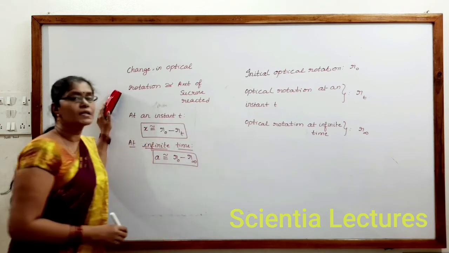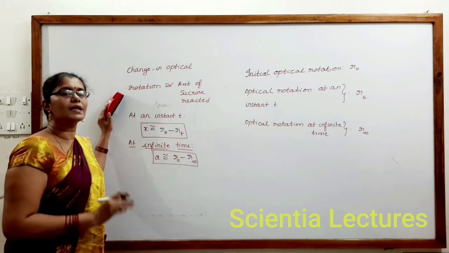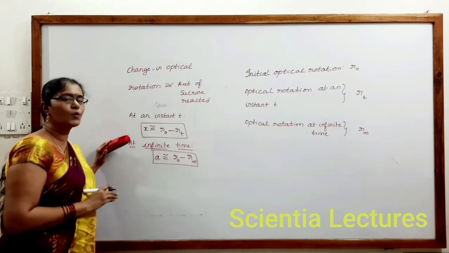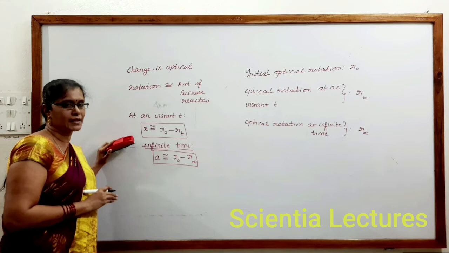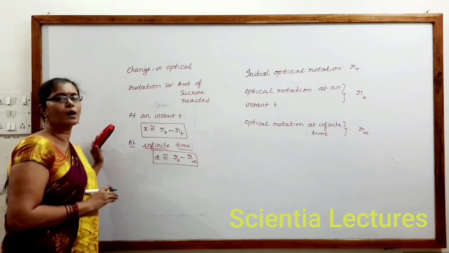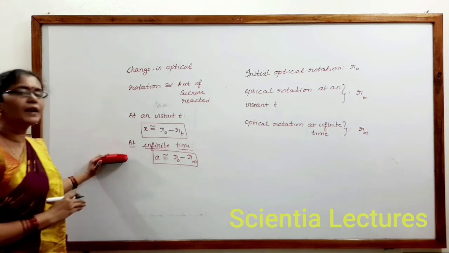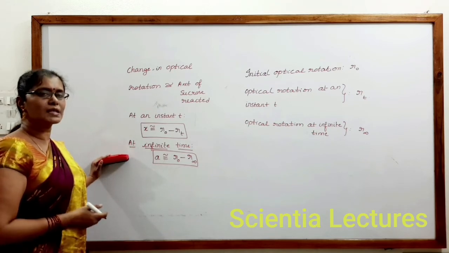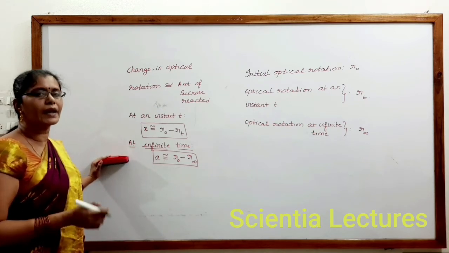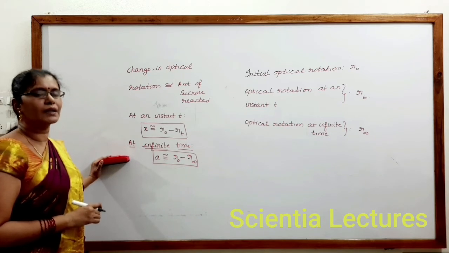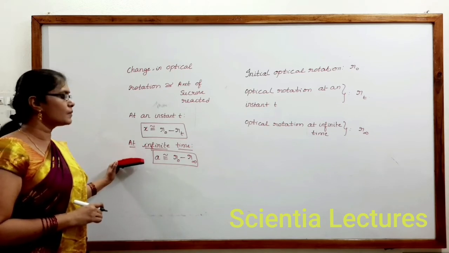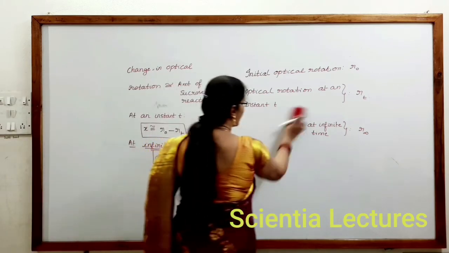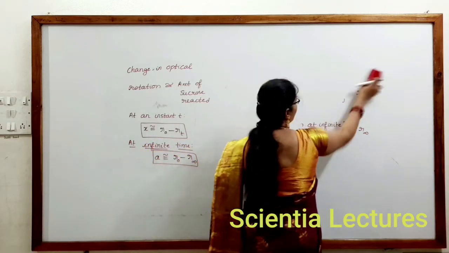The condition is that the change in optical rotation is equivalent to the amount of sucrose reacted. At an instant t, the amount of sucrose reacted is X, so X is equivalent to R naught minus Rt. At infinite time, the total amount of sucrose has reacted, because the reaction at infinite time is almost completed, which implies A must be equivalent to R naught minus R infinite.